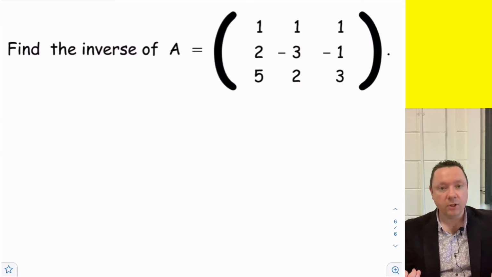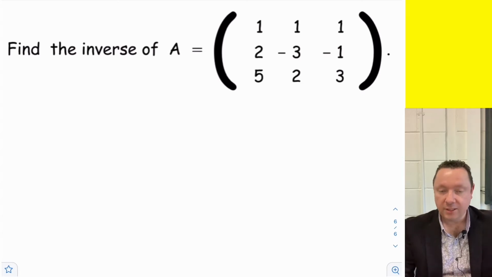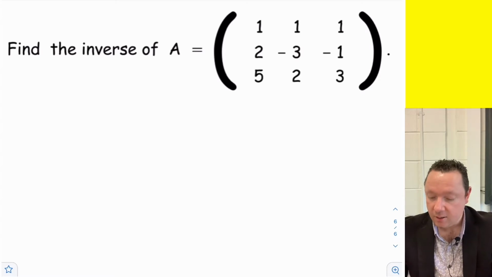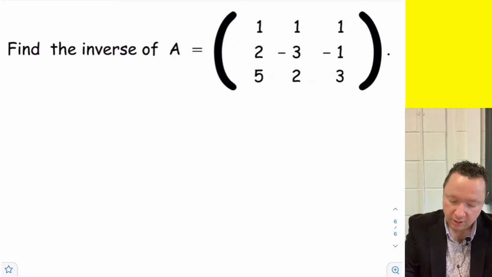So there's another way we can do it using the augmented matrix, which allows us to find the inverse just using elementary row operations. And the easiest way to see this is with a simple example. So our example says, find the inverse of A being this matrix. So we set up a giant augmented matrix like so.